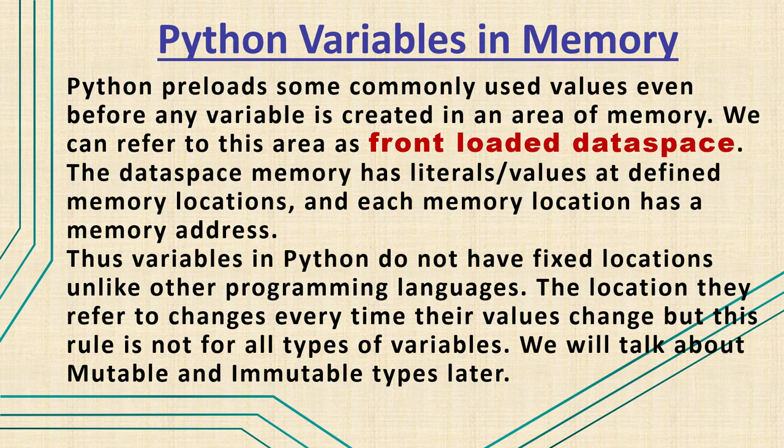Now, Python preloads some commonly used values in an area of memory even before any variable is created, and we can refer to this area as a front-loaded data space. The data space memory has literals or values at defined memory locations, and each memory location has a memory address. Variables in Python do not have fixed locations, unlike other programming languages, and the location they refer to changes every time their values change. But this rule is not for all types of variables. We will talk about mutable and immutable types later.